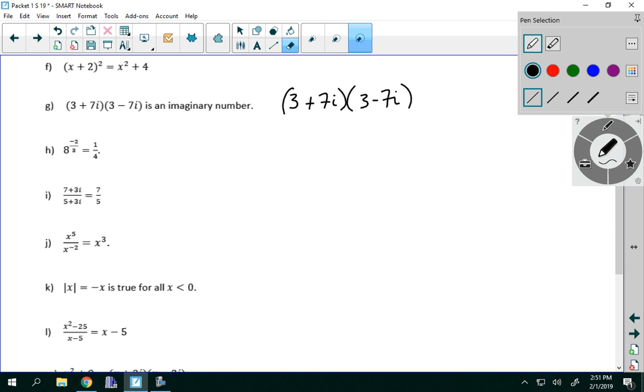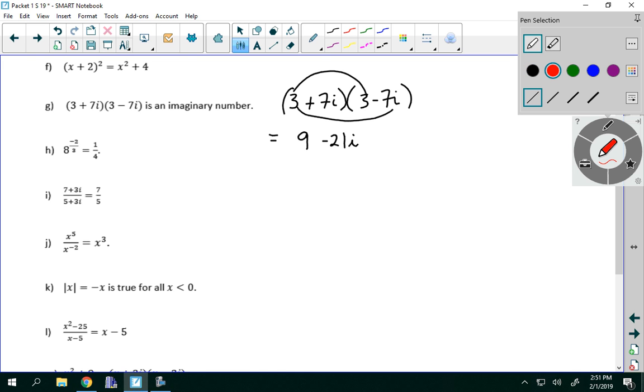So you don't have to know all that, but you could just go on your merry way here and say, okay, 3 times 3 is 9. 3 times negative 7i is minus 21i. And use your distributive property again. 7i times 3 is plus 21i. And then 7i times negative 7i is negative 49i squared. So let's see what this gives us. The 9 comes down. Negative 21i plus 21i goes to 0. And now we're left with 49 minus 49i squared.